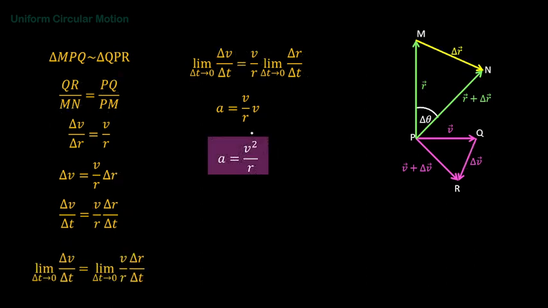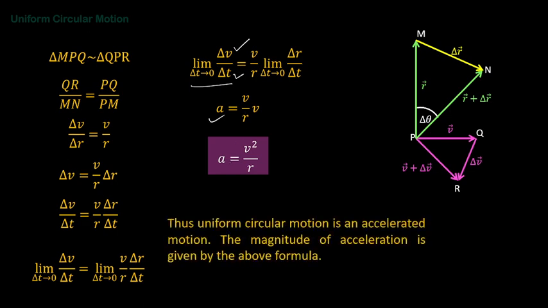And finally we get the magnitude of acceleration as v square upon r. This left hand side represents the rate of change of velocity with time as the time interval approaches 0. This is the instantaneous acceleration. Thus uniform circular motion is an accelerated motion. The magnitude of acceleration is given by this formula.